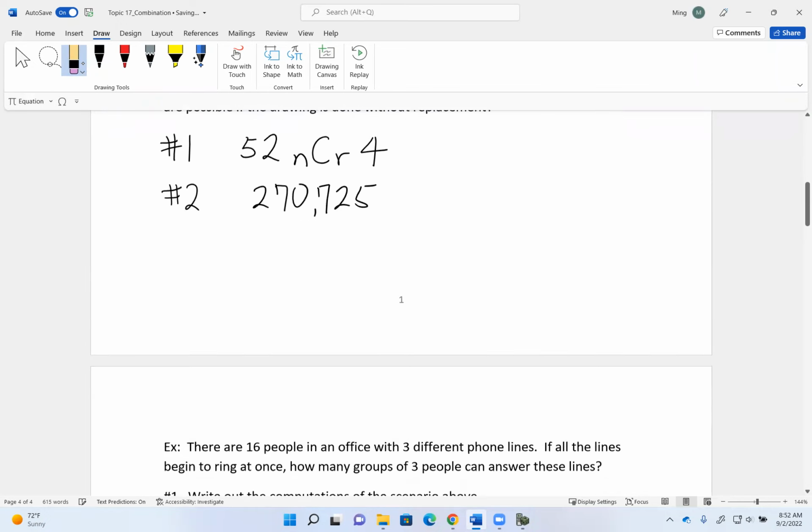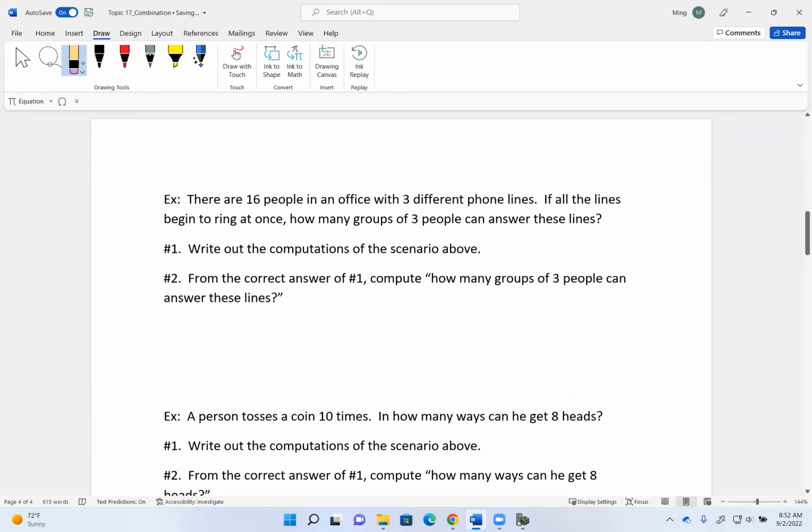Let's try another one. Let's say there are 16 people in an office with 3 different phone lines. If all 3 lines begin to ring at once, how many groups of 3 people can answer the lines? It doesn't matter which line I answer first, second, or third, because I need to answer all 3 lines. So the order in which I answer does not matter. So 16 distinct people, choosing 3 of them to answer the phone using combination, because the order does not matter.